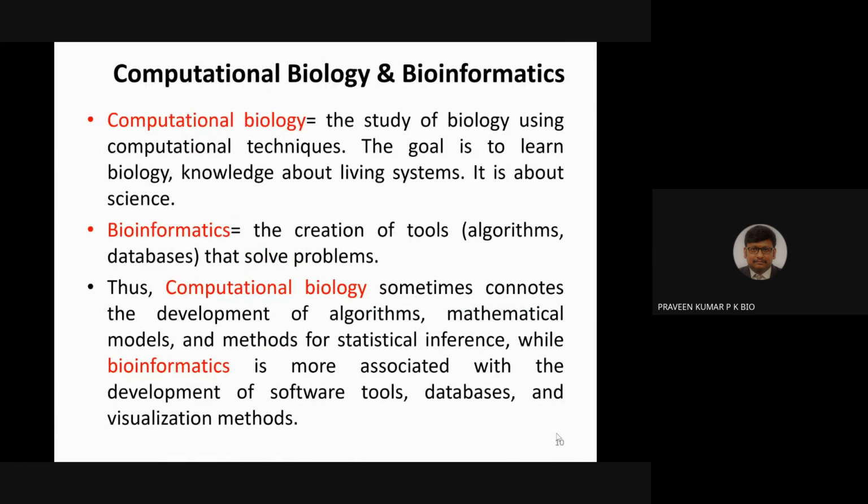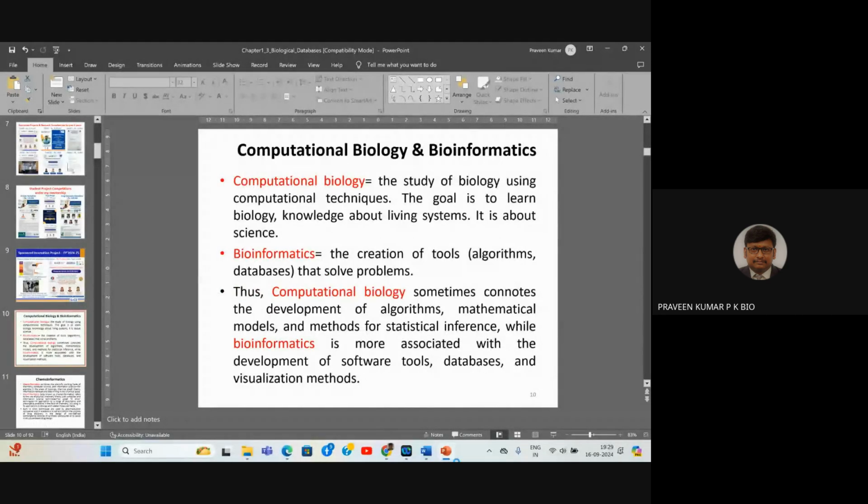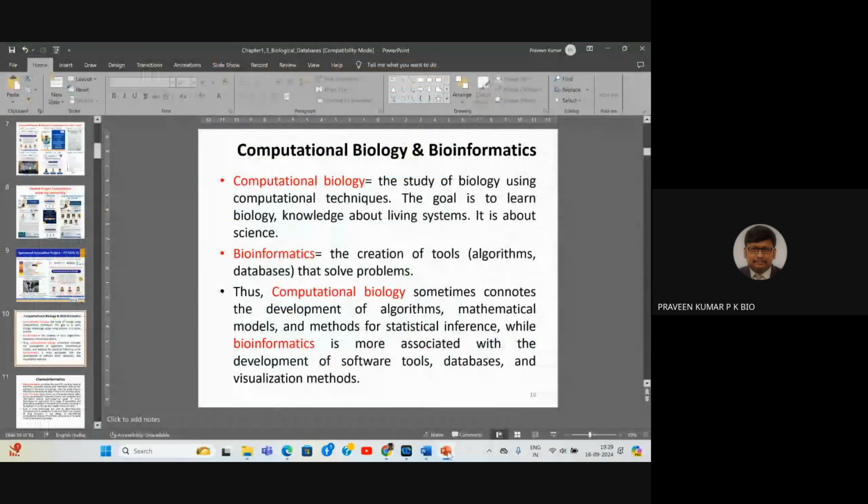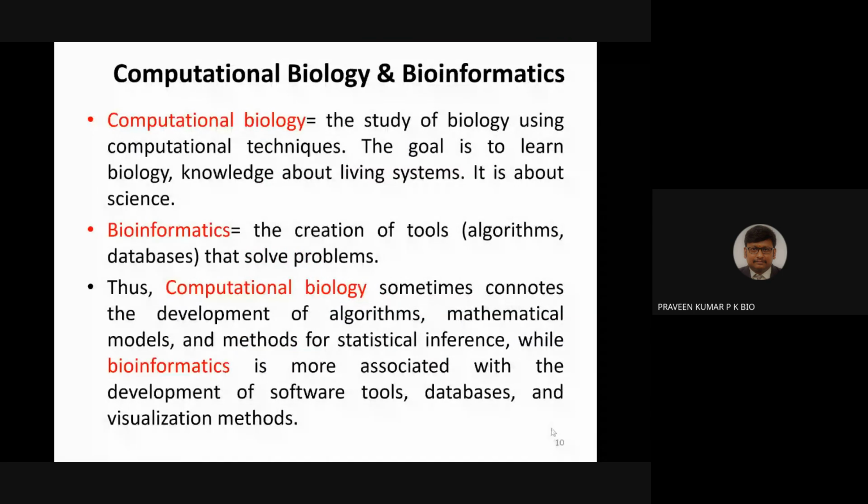So in bioinformatics, there is also one more term called computational biology. What is the difference between these two terms? Many universities offer subjects like computational biology and bioinformatics. In computational biology, basically we involve biology. I mean, we use computational studies to study biology.